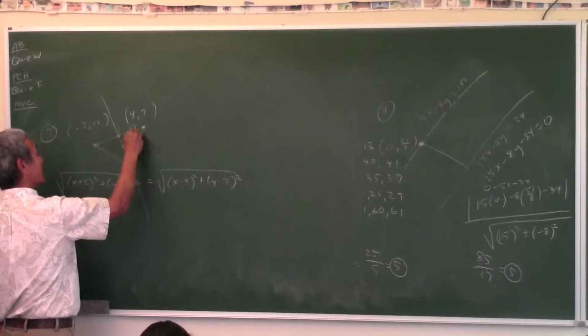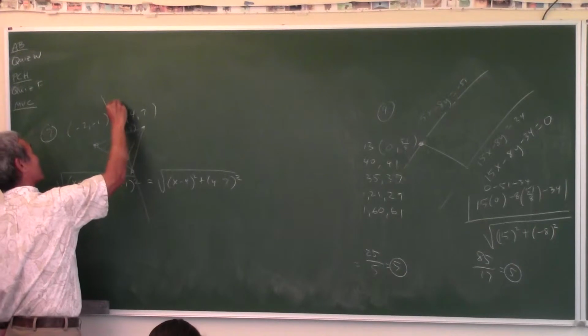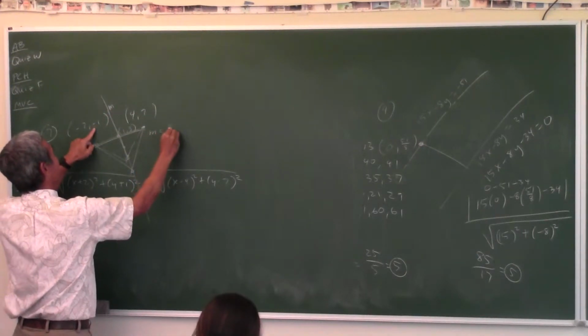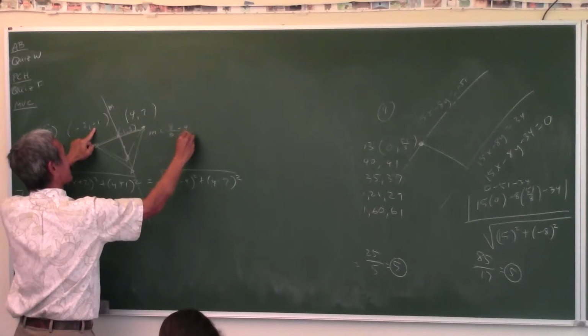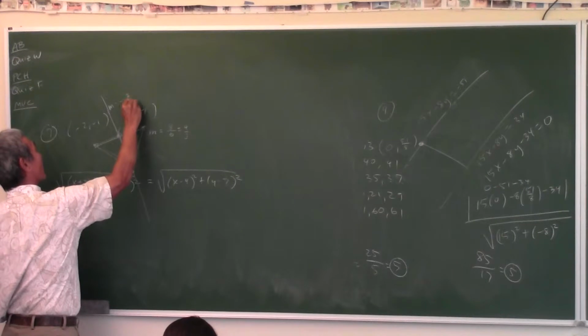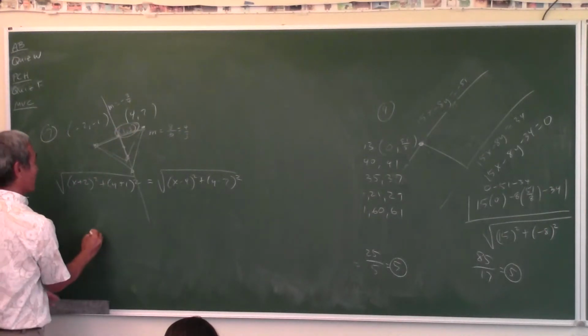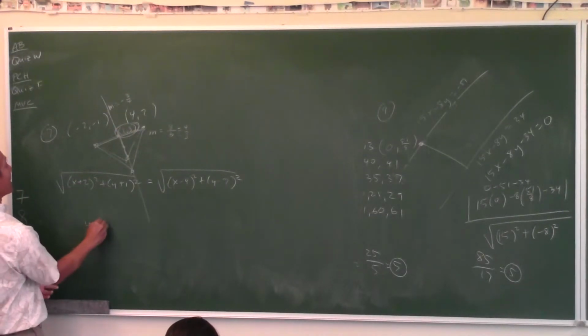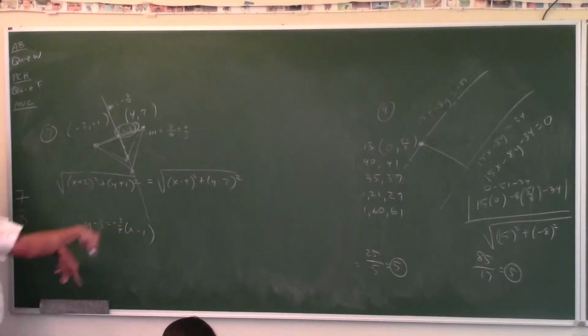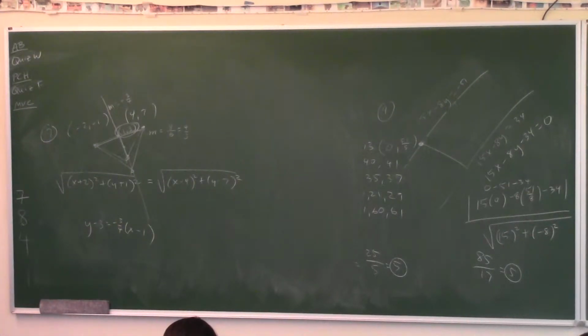(1, 3). And we need the slope, so we have to figure out the slope of this segment first. What's the slope of this one? 8 over 6, which is 4/3. Therefore, what's perpendicular to that? Negative 3/4. Along with that point, use point-slope form: y minus 3 equals negative 3/4 times (x minus 1). Boom! Which way do you like better?